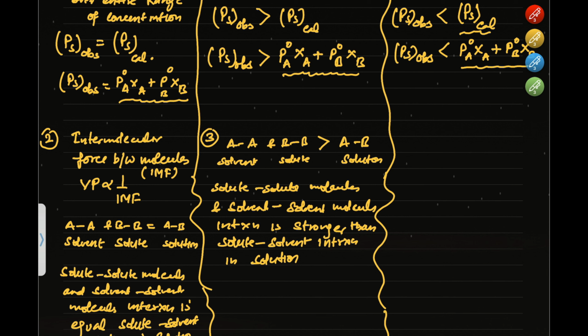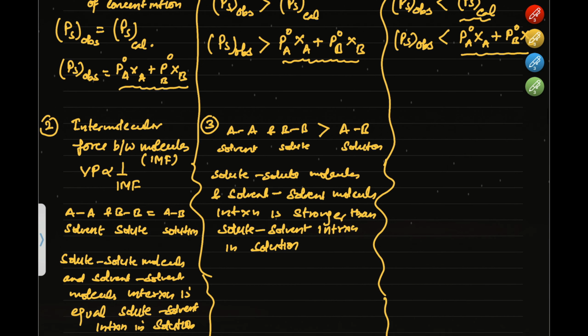Solute and solvent interaction in solution is weaker interaction है, तो interaction weaker होगा तो vapor pressure high हो जाएगा, तो vapor pressure increase. That is why we called the positive deviation from the Raoult's law.